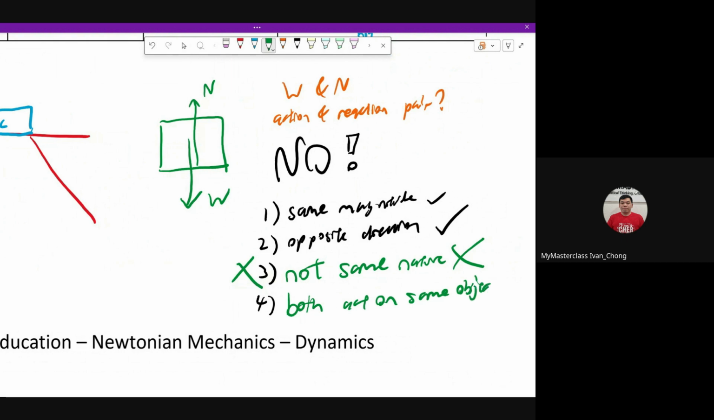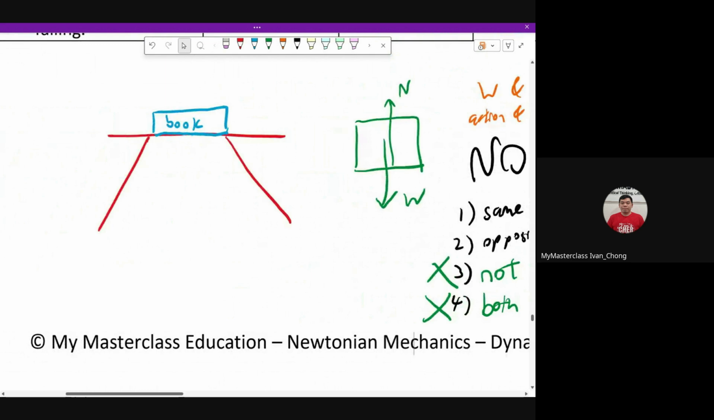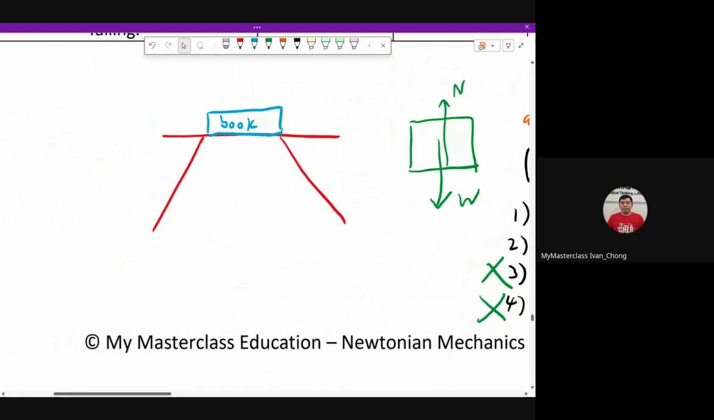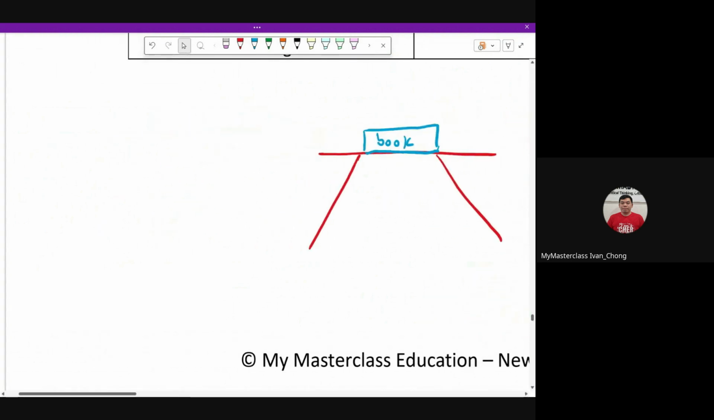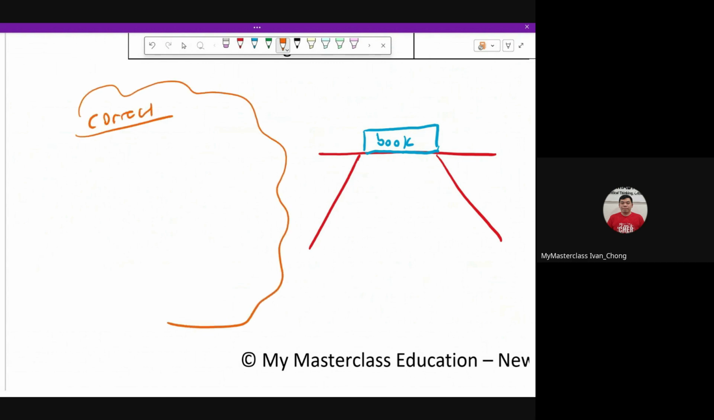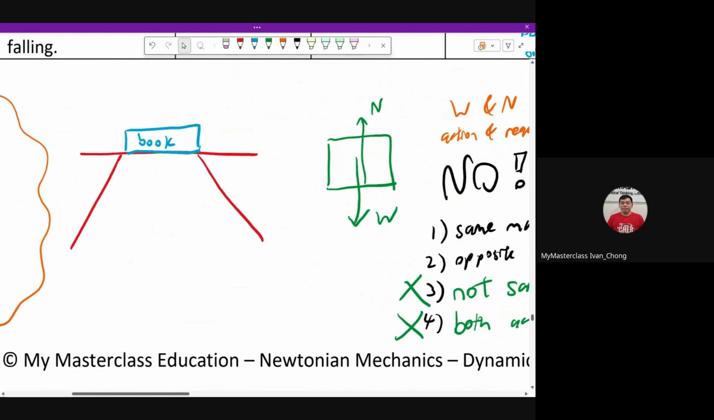Your action-reaction pairs must act on different objects. You must act on the book, you must act on something else. Okay, so because of this, they are not action-reaction pairs. So all your free body diagrams never contain action-reaction pairs. But what you can do, on the other hand, which is the correct one, is you just choose. Because in a free body diagram, you see you have weight and normal contact force, right?